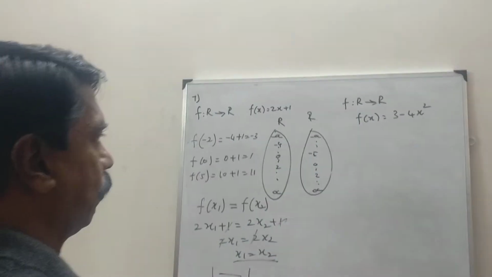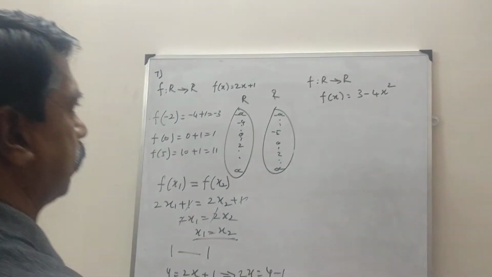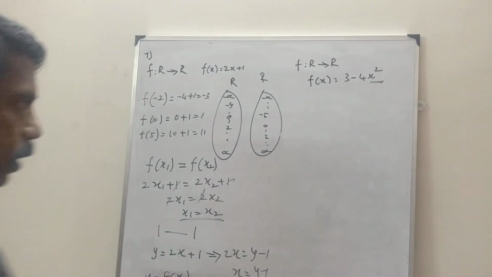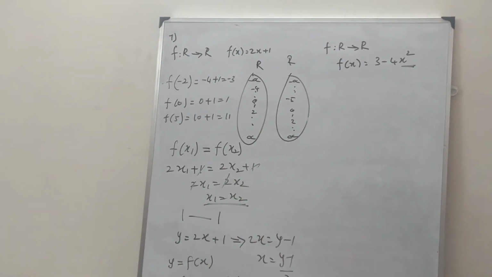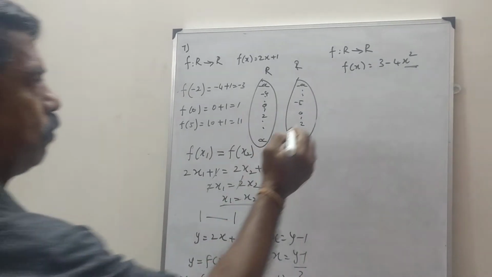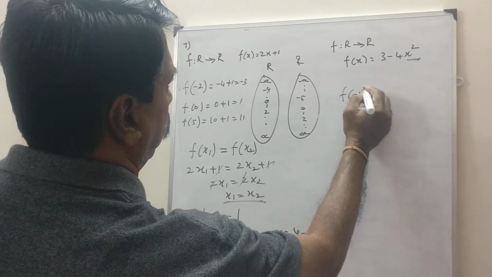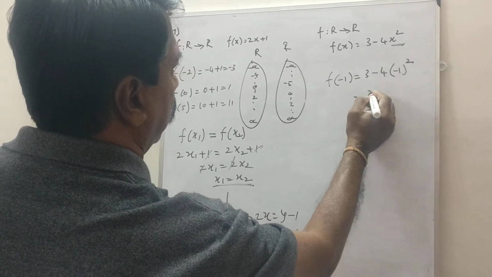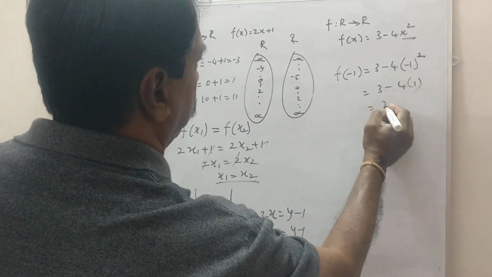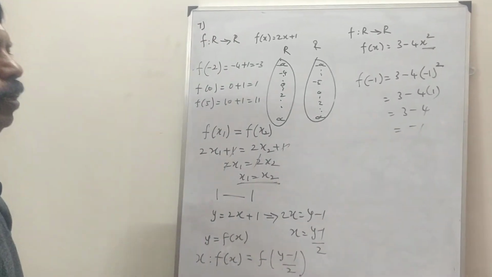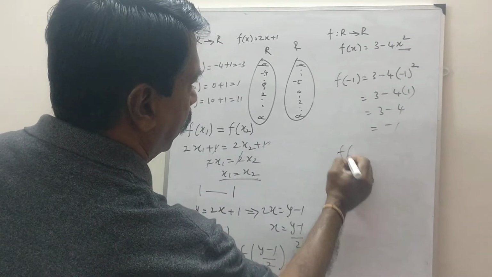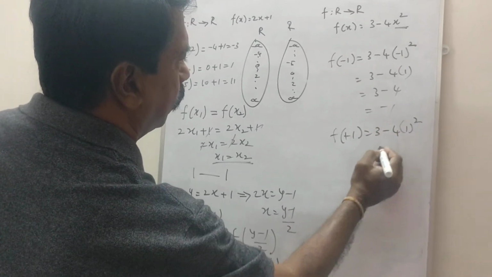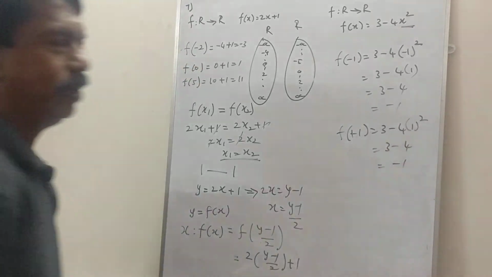I'll conclude with this one: f of x equal to 3 minus 4x square. See, whenever you have x squared, here we use different logic to prove one-to-one. Suppose you find f of minus 1, what you get? 3 minus 4 into minus 1 the square, which is 3 minus 4 into 1, which is 3 minus 4, that is equal to minus 1. Suppose you find f of plus 1, you get 3 minus 4 into 1 square, 3 minus 4, that is also minus 1.